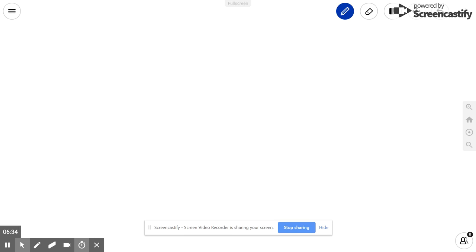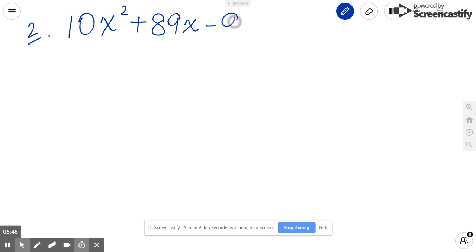All right, so our next question is going to be question number 2 that we are going to practice. Remember, we are doing it with the trick way. So 10x squared plus 89x minus 9. So that's our question. Again, remember, we do follow the traditional steps as well. So our first step, as per the traditional, is we multiply 10 times negative 9, which is negative 90.